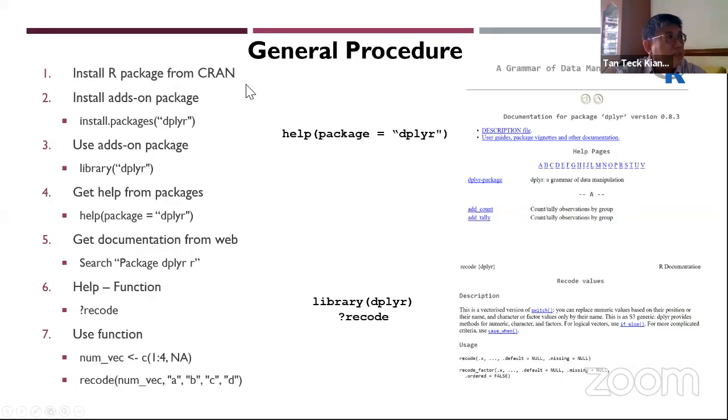Before going to that, we have some general procedures. First, we install the package from CRAN. This is the one you downloaded when you installed R. After that, let's say you are interested in a data management package, which is dplyr. Then we have to install the add-on package, and after installation, we have to call the package in order to use it. Normally the help function points you to the documentation of this particular package. And of course you can search on Google for package dplyr. Inside there's one function called recode. As long as you know the function, you can put a question mark and then it gives you the documentation for this particular function.